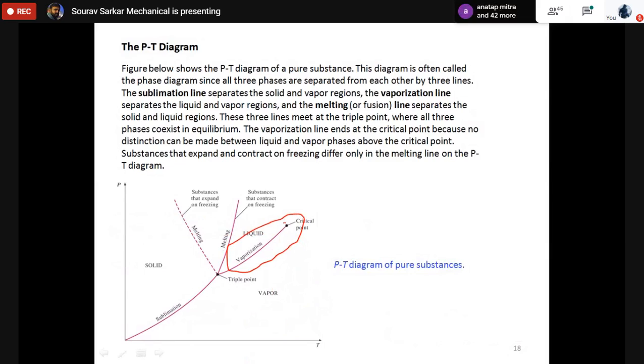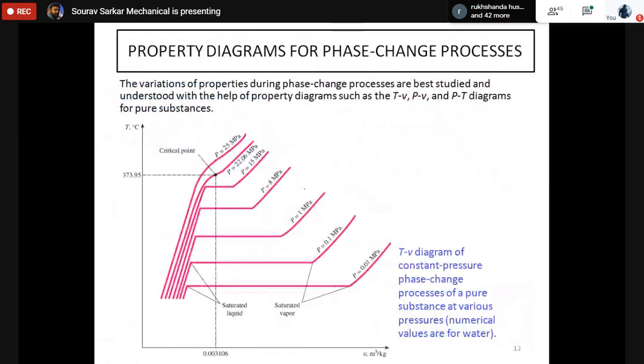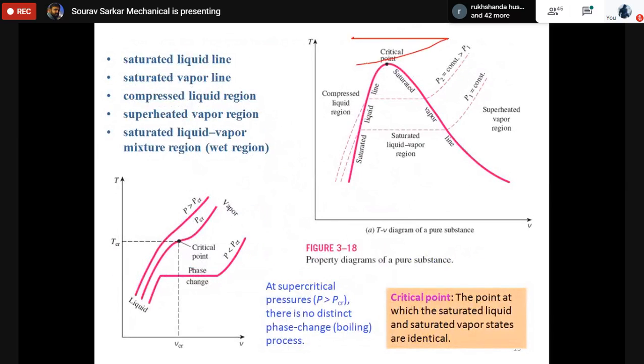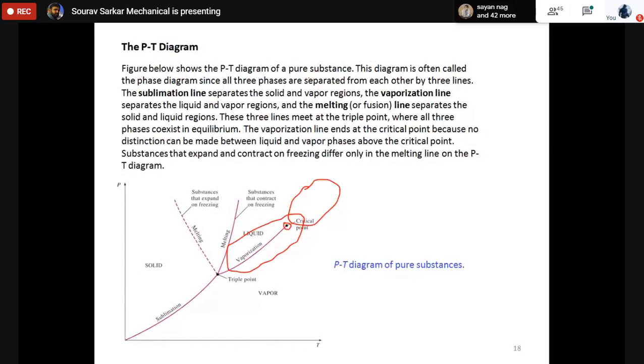But there is a point called the critical point. Above the critical point, there is no vaporization. We discussed in the previous class that if we go above that line, there is no vaporization process. So the same thing is happening here. Up to this point, the vaporization is valid.